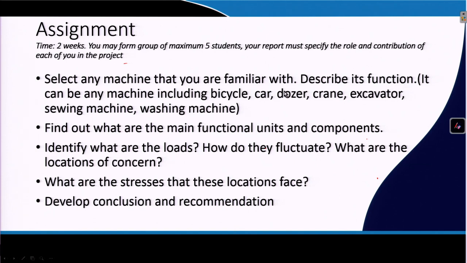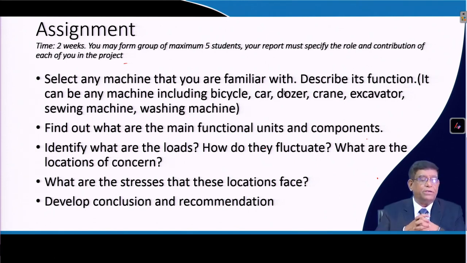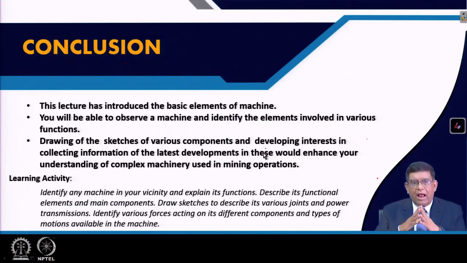Here is another assignment I mentioned, which you will have to do in two weeks' time. Select any machine that you are familiar with and describe its functions. It can be any machine, including a bicycle, car, dozer, crane or anything. Find out the main functional units and components, identify what the loads are and how they fluctuate, what the locations of concern in that machine are, and what stresses are at these locations, and then develop a conclusion and recommendations. When you do this, ultimately you will be ready for studying machinery.